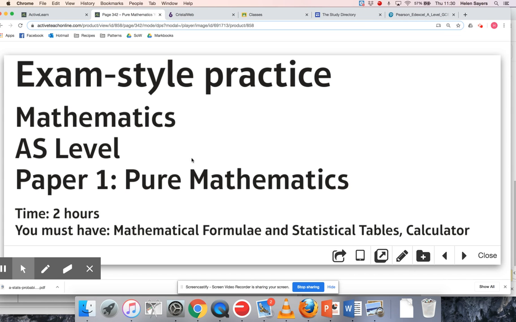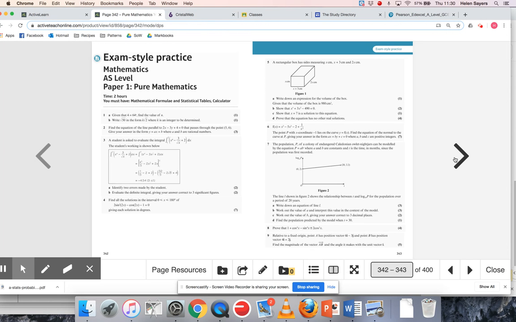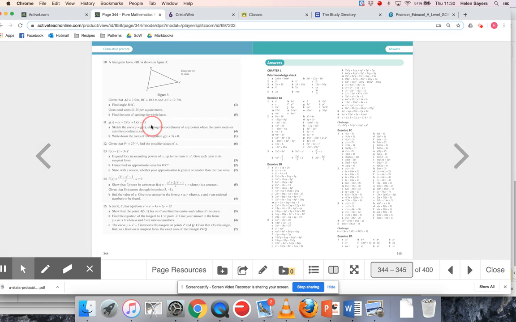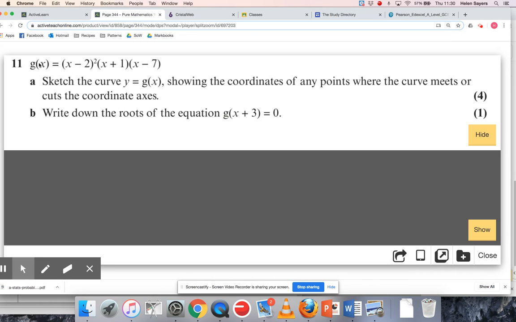Okay, so we're looking at the practice paper from the first year textbook, and we are on question 11. We're given an equation and we're asked to sketch the curve, and then label the coordinates. I mean, we should be doing that anyway when we're sketching a curve. So labeling the coordinates where it meets or cuts the coordinate axes, so that'd be the x or the y axes.